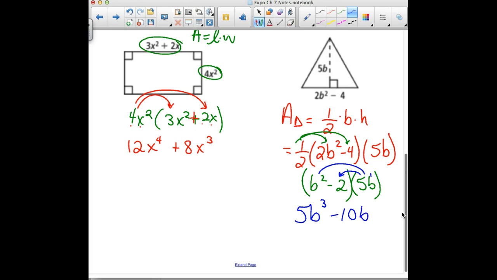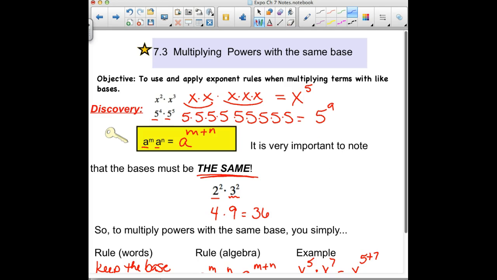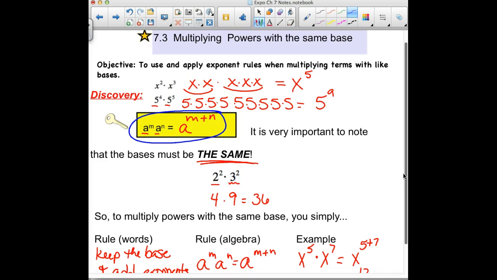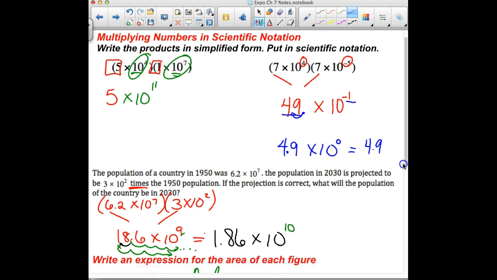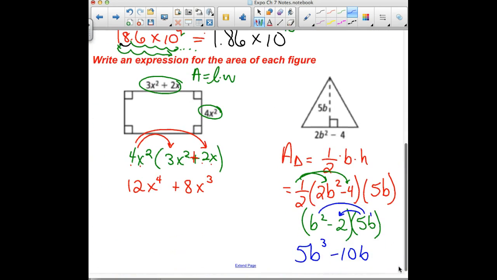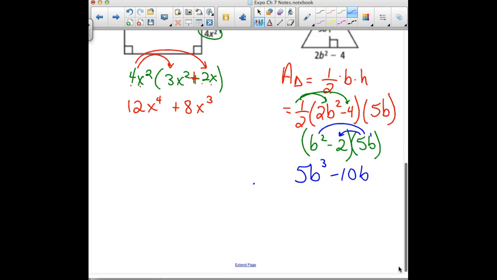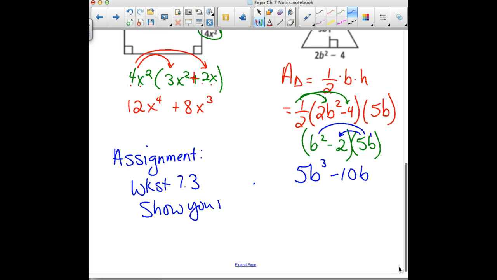All right, so our main rule for this unit, or this section, was this one. If you have a common base raised to 2 different powers, we can add those powers together. All right, so at the end of your notes for today, there should be a summary section. Go ahead and take a minute and fill in a couple sentences for your summary, and then your assignment is worksheet 7.3. And again, remember to show your work.